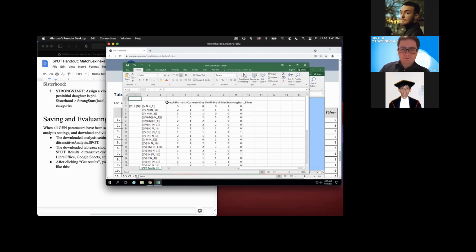Great, yeah, so this goes a little bit beyond what Jenny showed in her talk, but now once we have all the candidates and the corresponding violations, we can put this into OTWorkplace and calculate a typology.